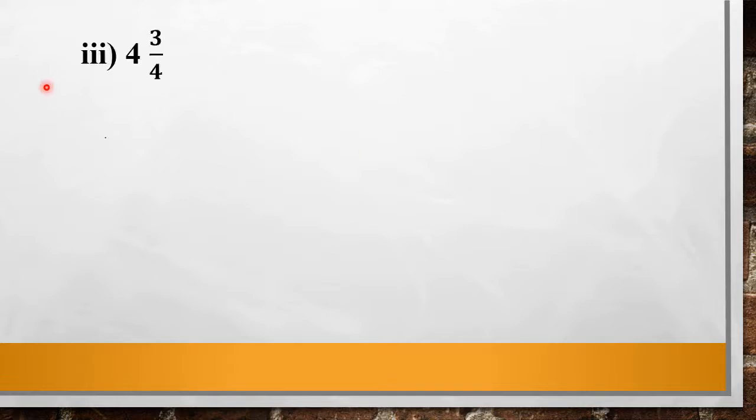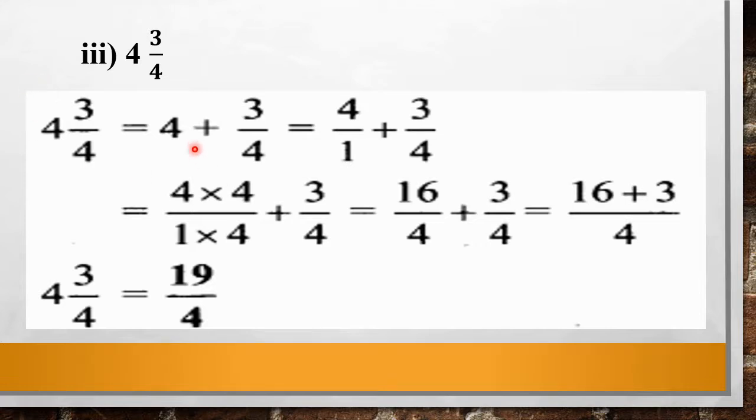Question number 3, 4 and 3 by 4. So we will write like this, 4 plus 3 by 4. So here denominator is not written, so we will write denominator 1. So 4 by 1 plus 3 by 4. Now we have to keep our denominator same. So for 4 by 1 we will multiply both sides by 4. So 4 multiplied by 4 upon 1 multiplied by 4 plus 3 by 4. So 4 4s are 16 upon 4 plus 3 by 4.